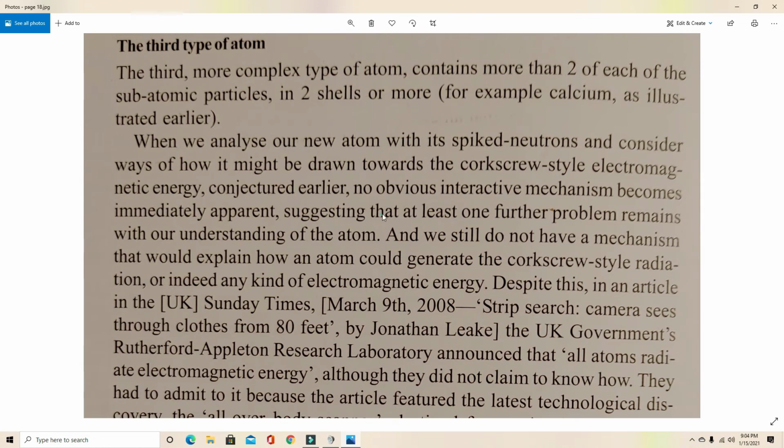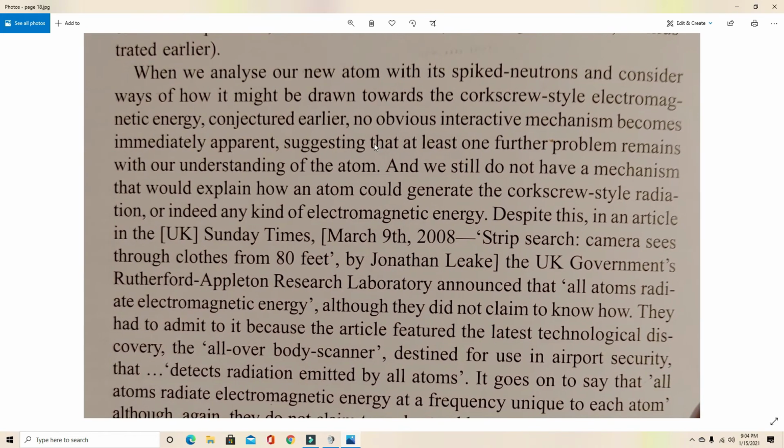When we analyze our new atom with its spiked neutrons and consider ways of how it might be drawn towards the corkscrew style electromagnetic energy conjectured earlier, no obvious interactive mechanism becomes immediately apparent, suggesting that at least one further problem remains with our understanding of the atom, and we still do not have a mechanism that would explain how an atom could generate the corkscrew radiation or indeed any kind of electromagnetic energy.